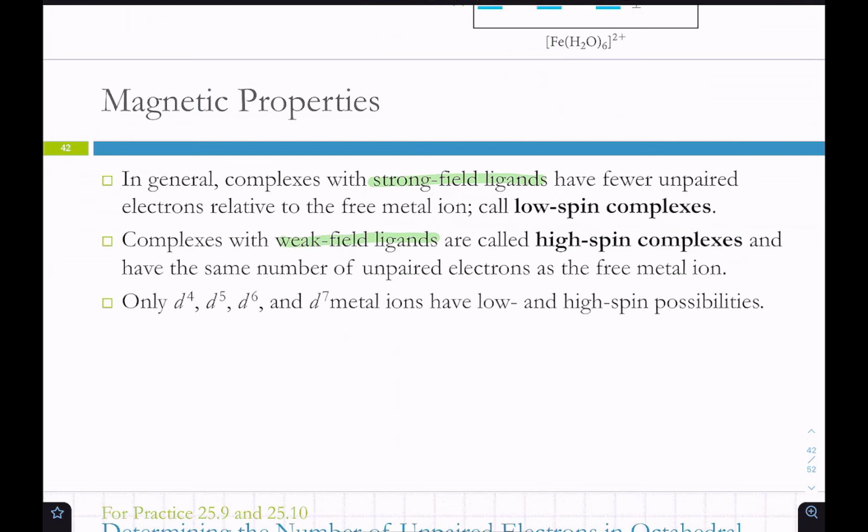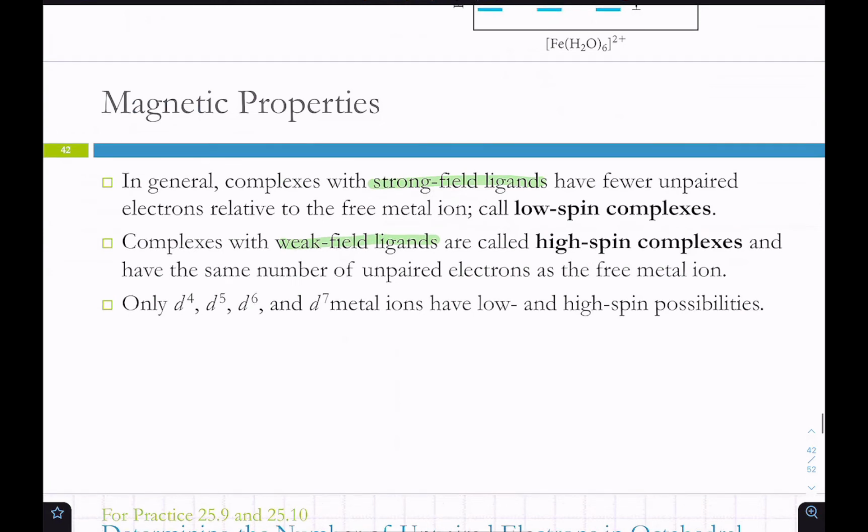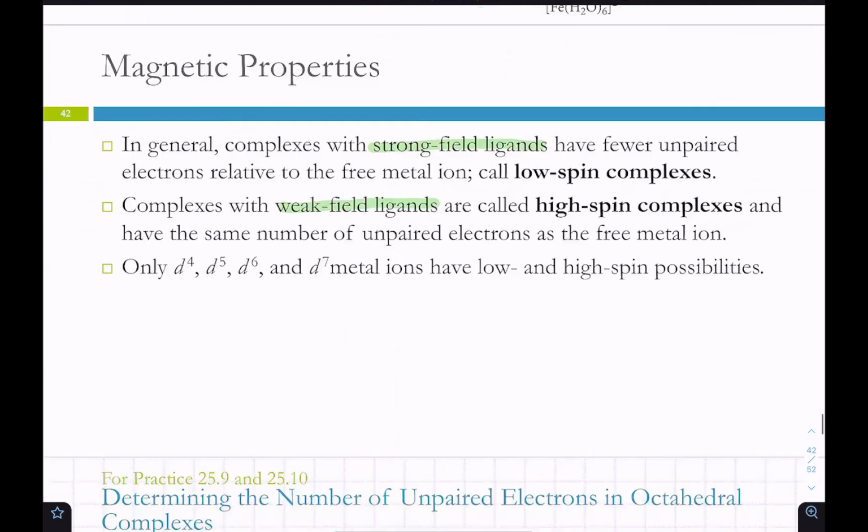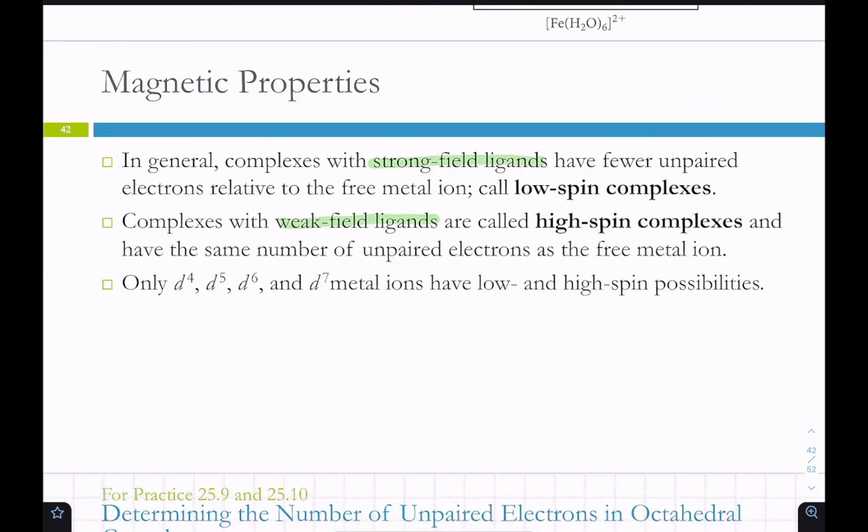Interesting thing too is this only works for d4, d5, d6, and d7 metals. So depending on their charge and oxidation state, it could be a number of these. For the other ones, it actually doesn't matter, because the number of paired or unpaired electrons won't change based on the field splitting.